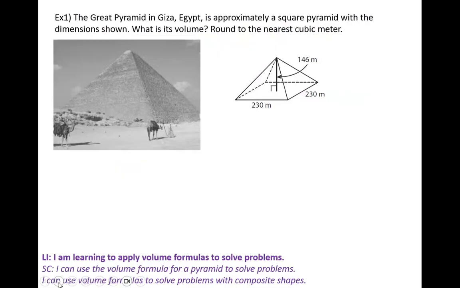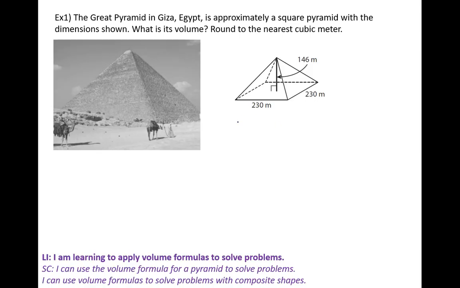The Great Pyramid in Giza, Egypt is approximately a square pyramid with the dimensions shown. What is its volume? We're going to round to the nearest cubic meter. All right, so the things we have here: it says roughly a square pyramid. So we can use the formula for the area of a square when we get to the base, or we can do length times width.